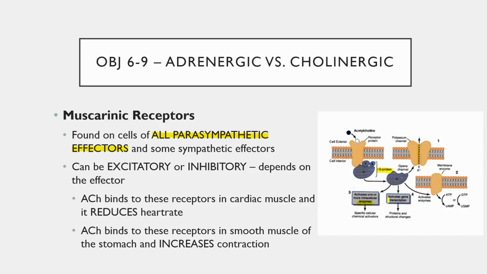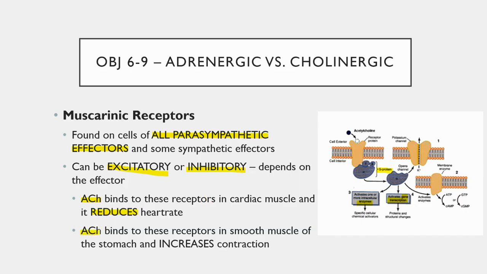Okay? Or it could regulate gene expression. And so just know it's a different kind of response. But in this case, we still have ACH binding, but it could be excitatory or inhibitory. So in some organs, like in the case of cardiac muscle, it's going to reduce heart rate. Remember, the parasympathetic has different effects on different effectors.